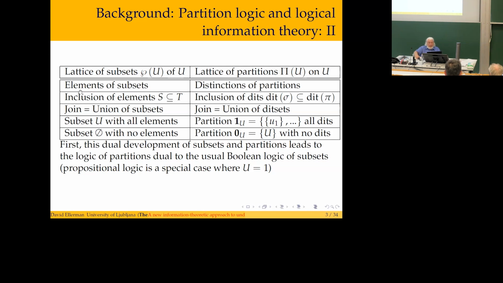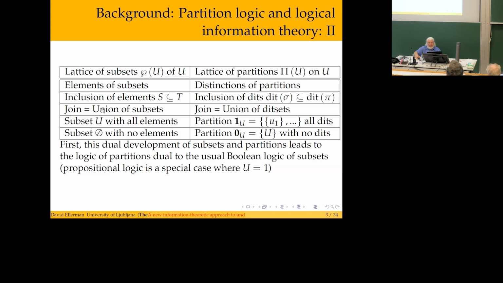So I'm going to give you some tables here, which show you the duality between these two types of lattices. Elements of a subset are dual to distinctions, dits if you wish, which are the fundamental notion of information as we see it. And the notion of bits is a derived concept. The partial order in the subset lattice is the inclusion of elements. The partial order in the partition lattice is what's usually defined as refinement of partitions, but it's actually just inclusion of the dit sets of the two partitions.